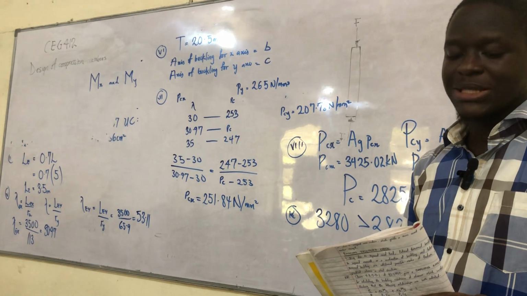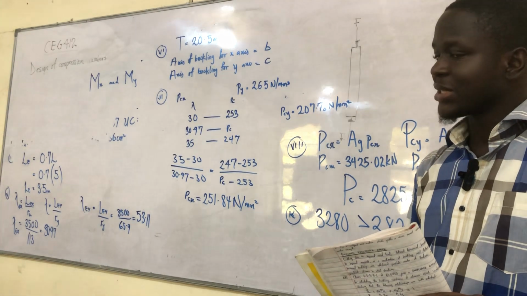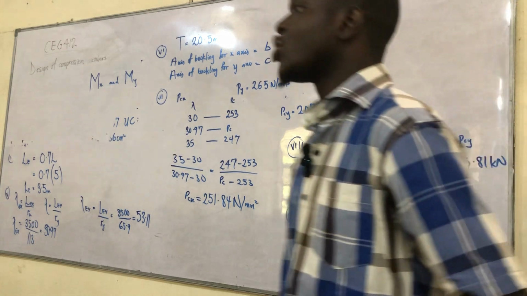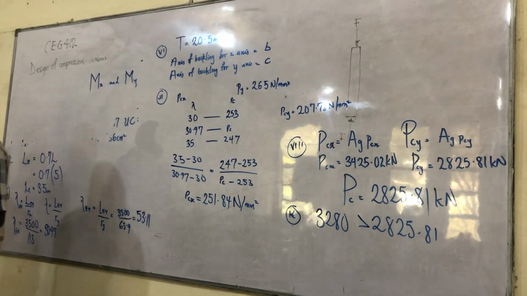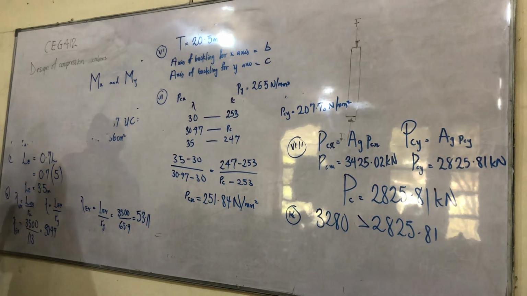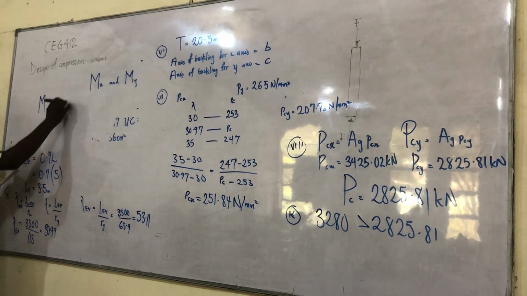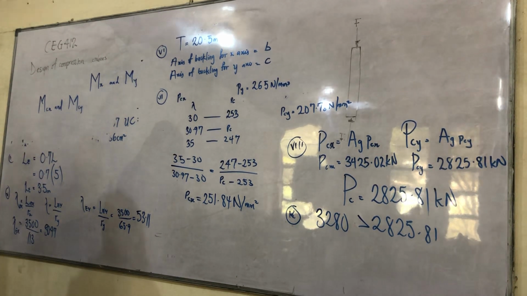Step 3. Calculate moment capacities of section MCX and MCY. Now, listen, please. In this type of member, you have 3 checks.